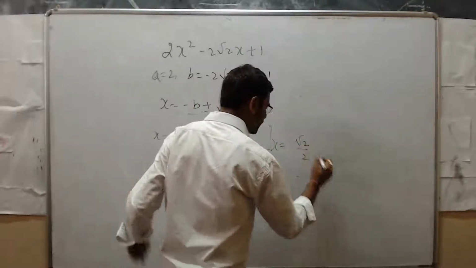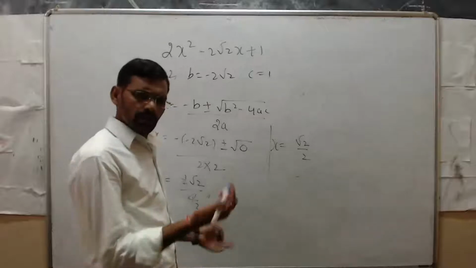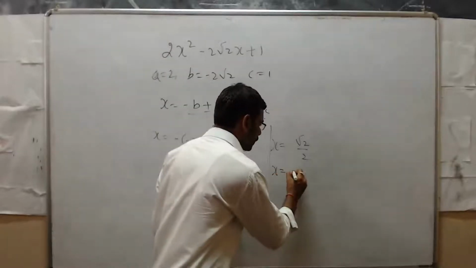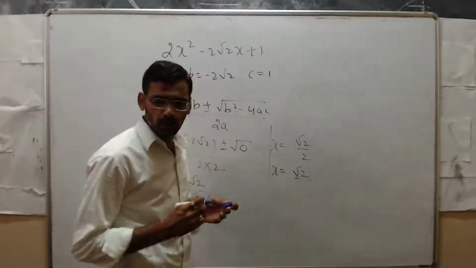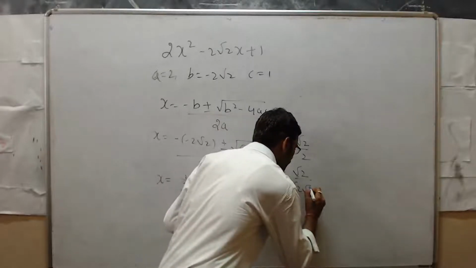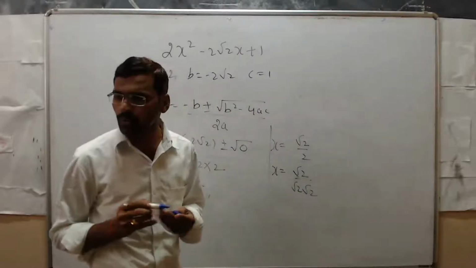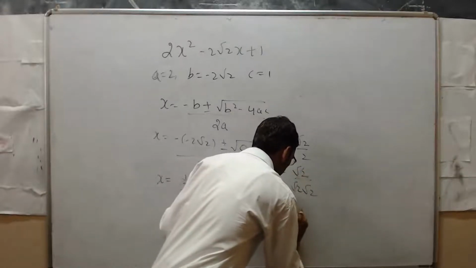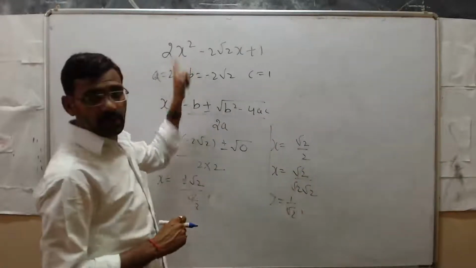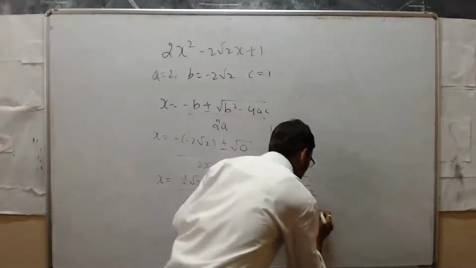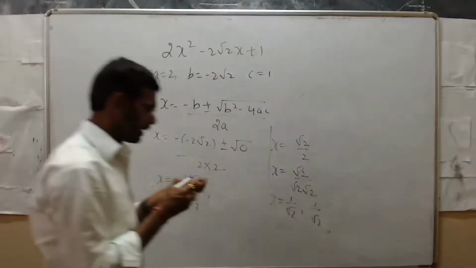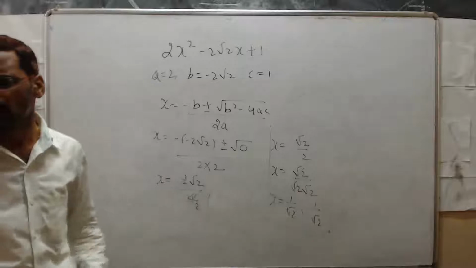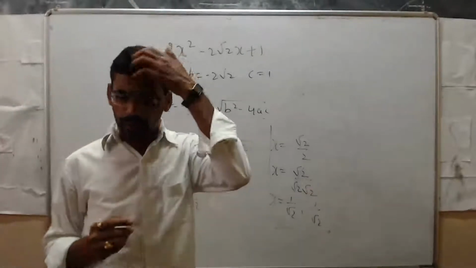Root 2 divided by 2. Now we can simplify: 2 means root 2 into root 2, because root 2 into root 2 is root 4, and root 4 value is 2. This one cancels, so x is equal to 1 by root 2. But how many roots does a quadratic equation have? 2 roots, so the other one is also 1 by root 2.